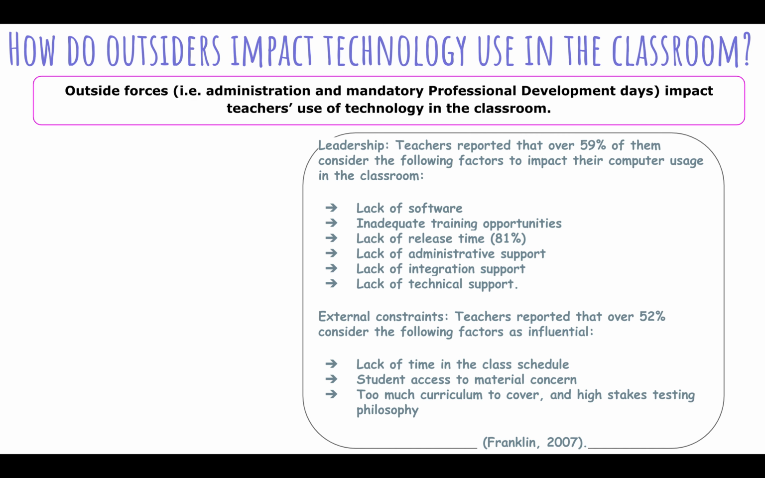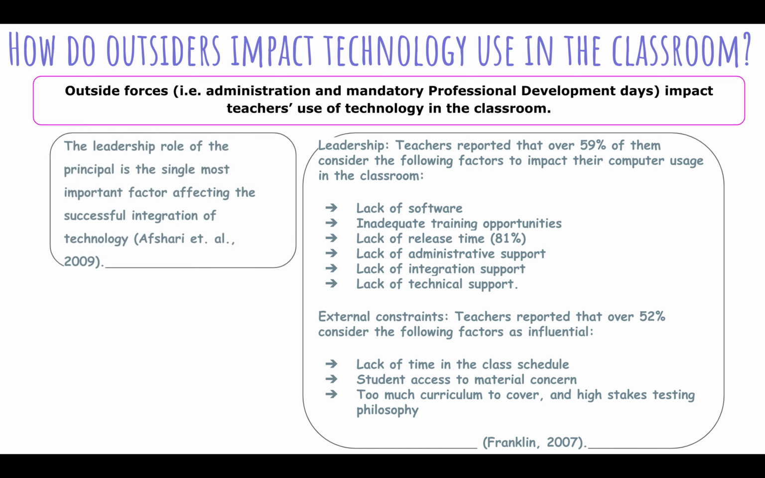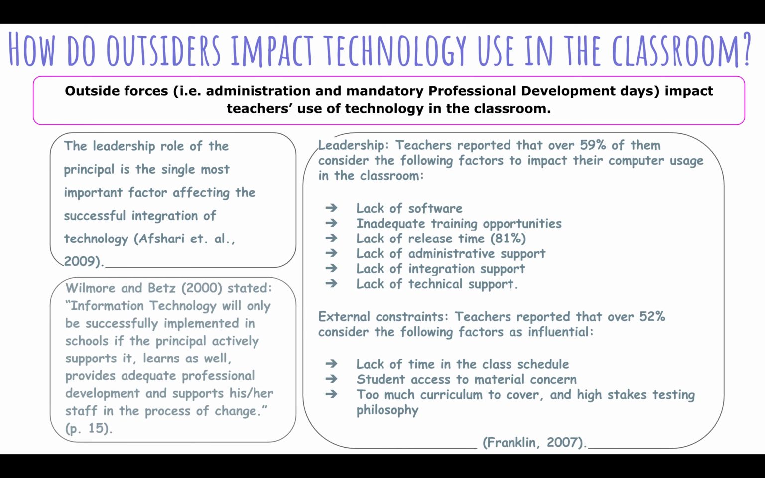For external constraints, teachers reported that over 52% consider these three factors as influential: lack of time in the classroom schedule, student access to material concern, too much curriculum to cover, and high-stake testing philosophy. ASHRAE reported that the leadership role of the principal is the single most important factor affecting the successful integration of technology. Wilmore and Betts stated, information technology will only be successfully implemented in schools if the principal actively supports it, learns as well, provides adequate professional development, and supports his or her staff in the process of change.